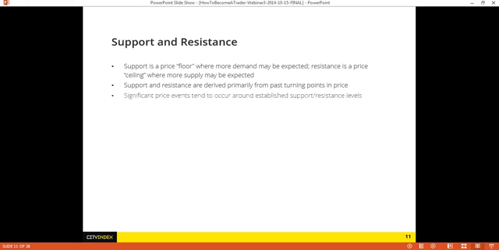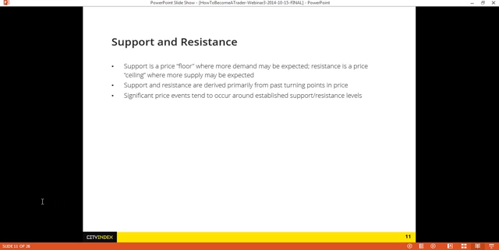Of course floors can be broken, and resistance is a ceiling; of course, ceilings can be broken as well. But for the most part, support is an area where you see the market has a lot of demand. A lot of orders are at that level. Same thing with resistance. Unless there's a breakout of support and resistance, we're going to assume that support is a floor and resistance is a ceiling. Significant price events tend to occur around established support and resistance levels.